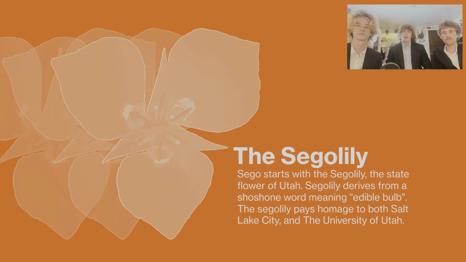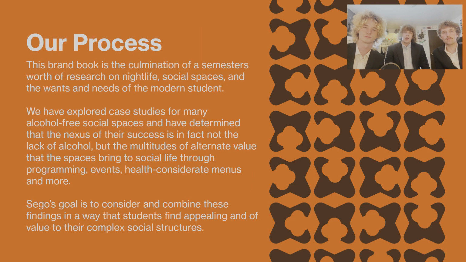So about SEGO. SEGO starts with the SEGO lily, the state flower of Utah. SEGO lily derives from the Shoshone word meaning edible bulb. The SEGO lily pays homage to both Salt Lake City and the University of Utah. And this brand book essentially is the culmination of our semester's worth of research on nightlife, social spaces, and the wants and needs of the modern student.